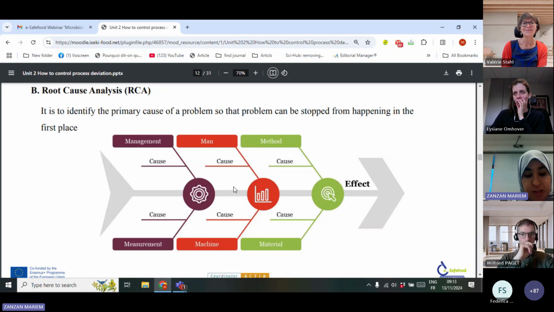And the answer will be because there was no scheduled maintenance, for example, which means that we need a maintenance schedule for the cooling system. So here we can identify the root causes of this milk spoilage, for example.